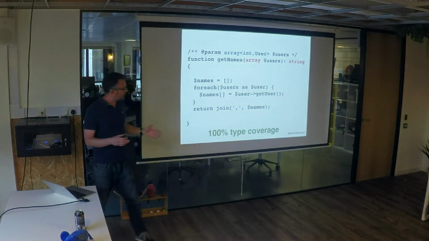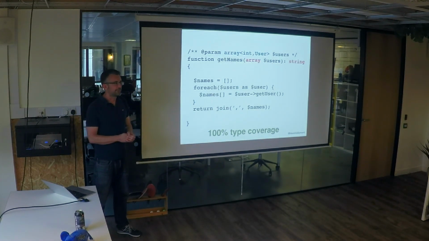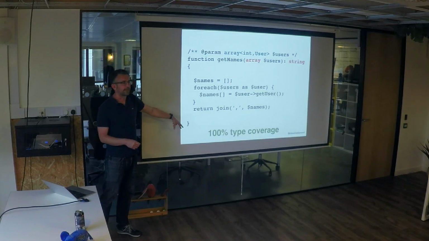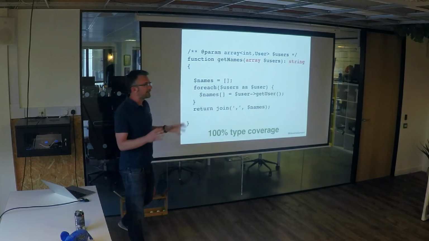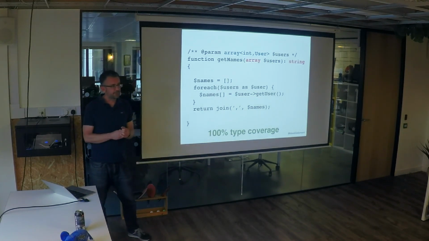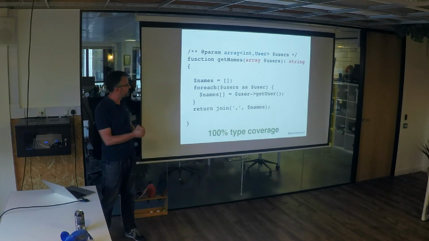And you might think, oh, this I would call 100% type coverage, because we can work out the types of everything in there based on the type information. And you might think, well, so what? What benefit do we get from having 100% type coverage?